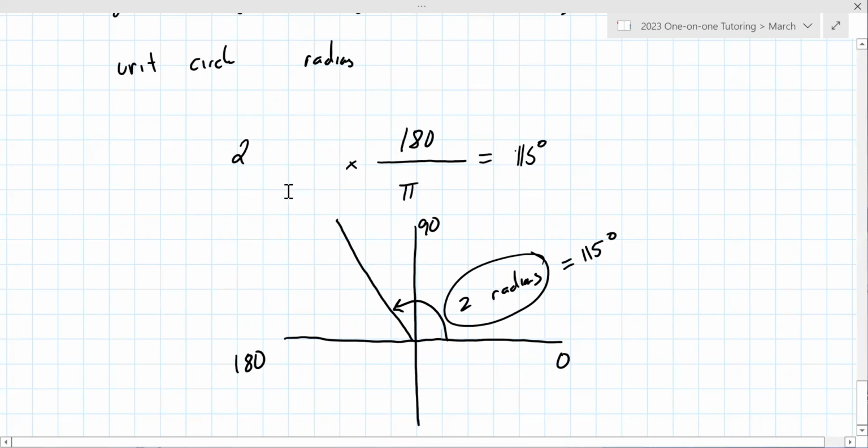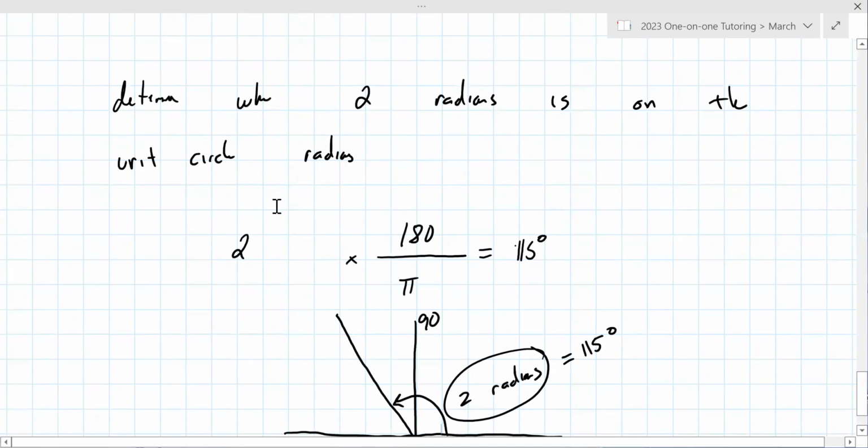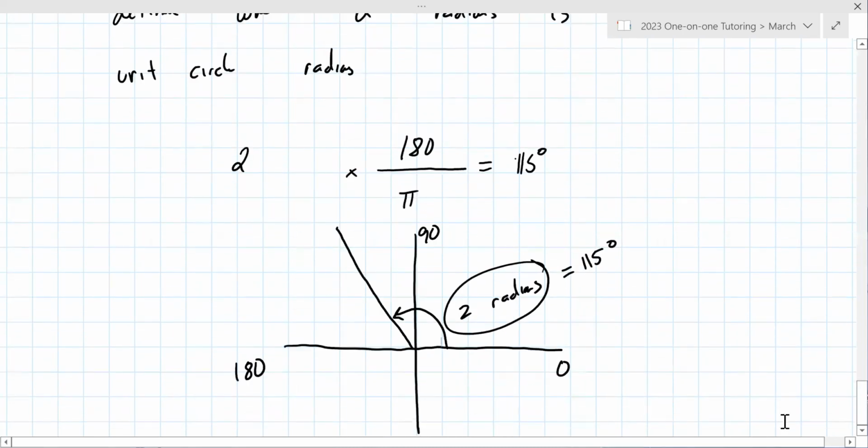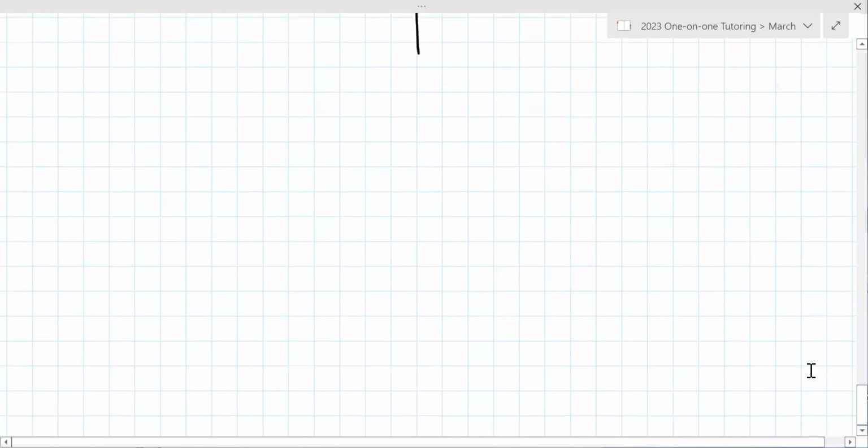I'm not sure if I understand what the question is, unfortunately. Because I understand there's the 2 times 180 over pi equals 115. But you ever go to your phone and you're like, wow, it's really cold out. It's 0 degrees, and you realize you're in Celsius.